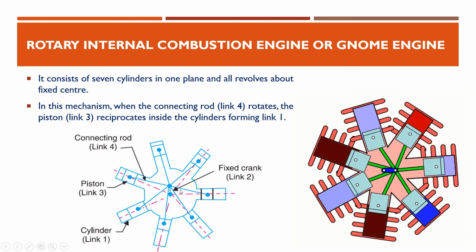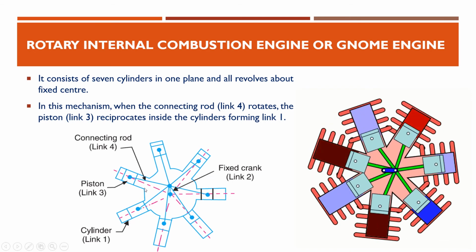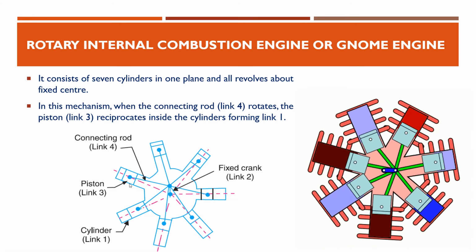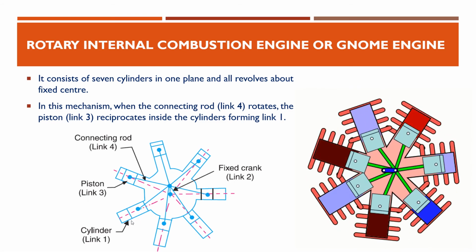In this figure, the link 2, which is the crank, is the fixed one. The connecting rod rotates and the piston, which is the link 3, reciprocates inside the cylinder. The link 1, the cylinder, is not a fixed one because it is rotating. So, this is the rotary internal combustion engine.